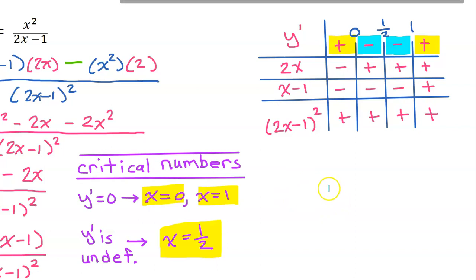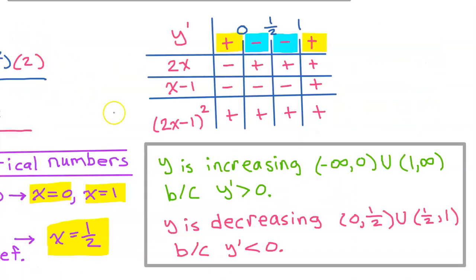Let's summarize our answer. For the final answer, we say y is increasing from negative infinity to 0 and from 1 to infinity because y prime is positive. And y is decreasing from 0 to 1/2 and from 1/2 to 1 because y prime is negative.